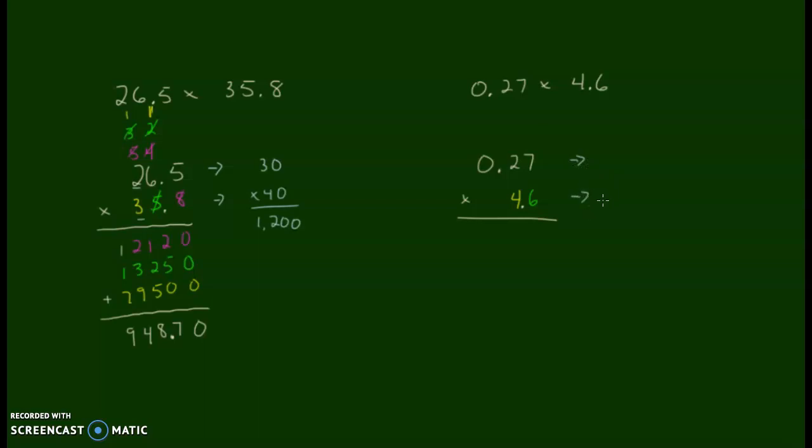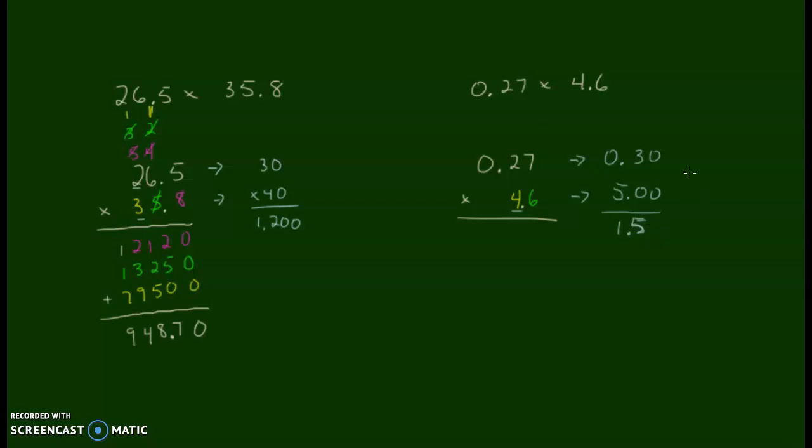This is a little bit trickier to estimate because we can't really round this to 0. So I'm going to round this to 3/10 or 30 hundredths. And this one to the nearest 1, 4 6/10 would round to 5. So it's going to be 5.00. So 3/10 times 5 is 15/10, which is the same as 1.5.